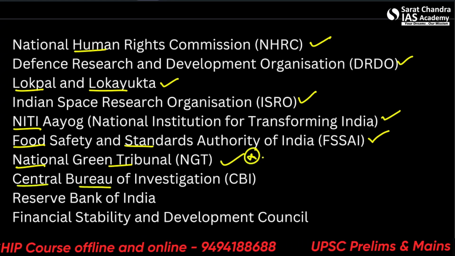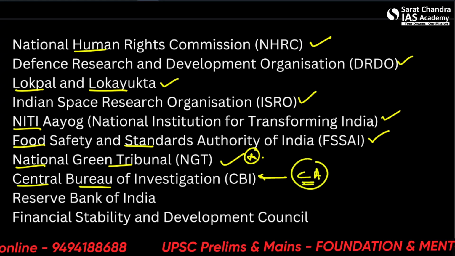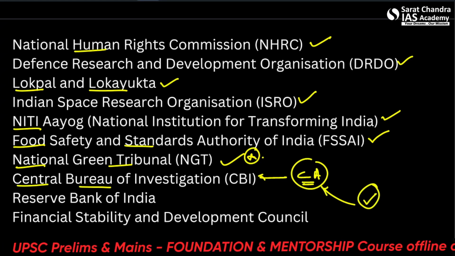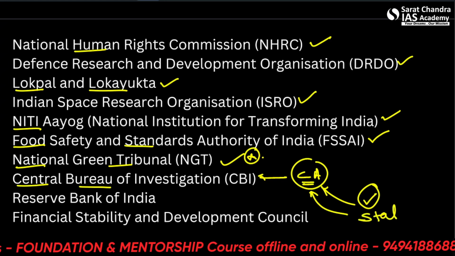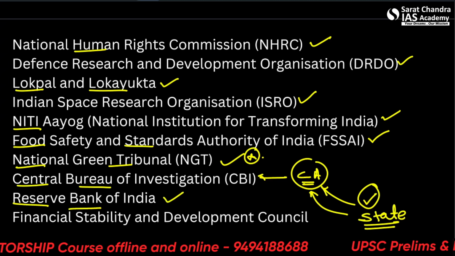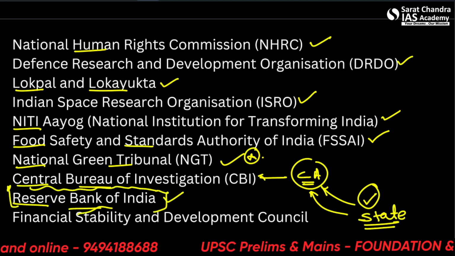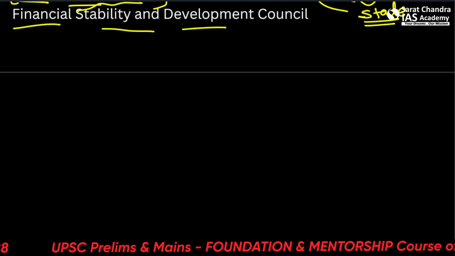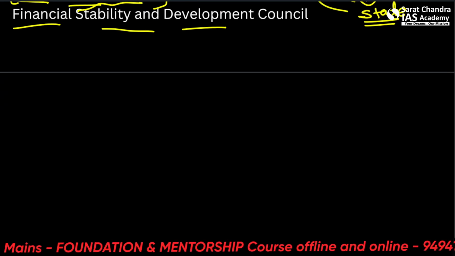CBI, Central Bureau of Investigation, this is much in current affairs because of its powers and many states denying consent for a CBI order. So please see what are the conditions on which CBI is anyway allowed in a state despite the consent or non-consent of the state. Reserve Bank of India, RBI, always in the news. Indian economy is dependent on RBI. Financial Stability and Developmental Councils. This is a list of non-constitutional bodies. So let's now come back to the question and first solve it.